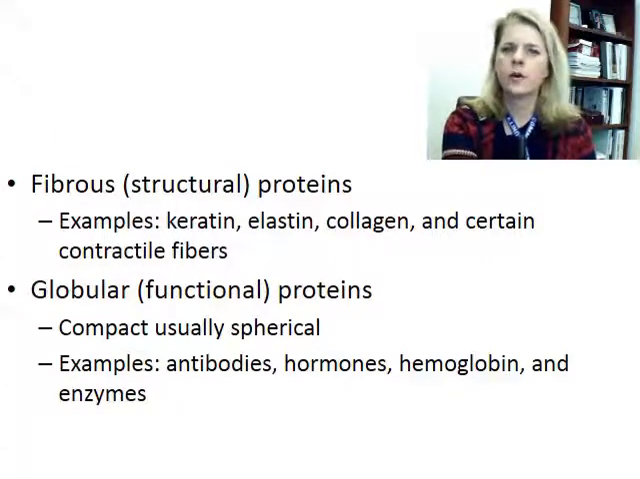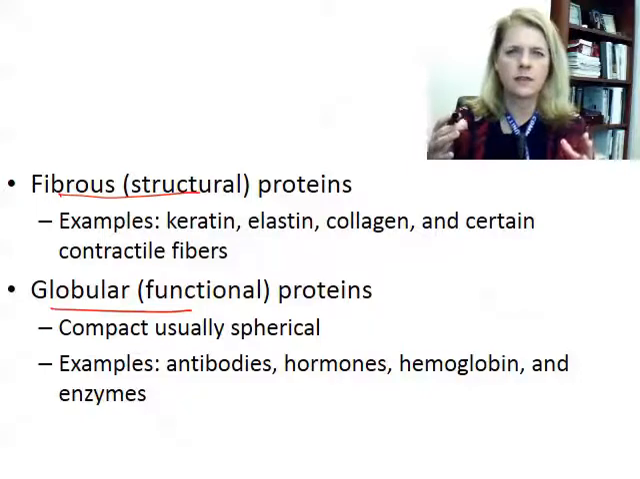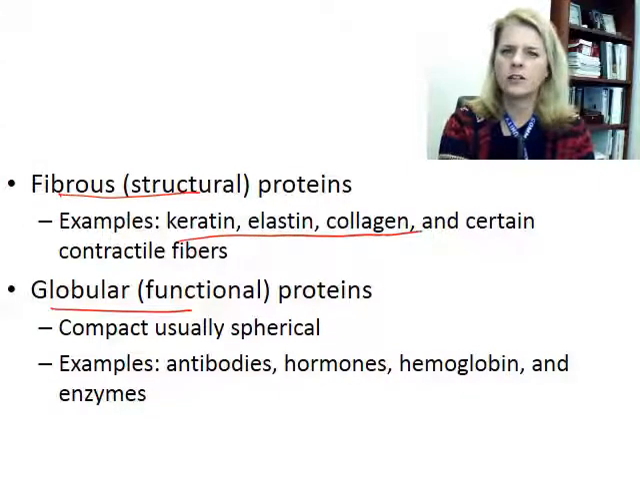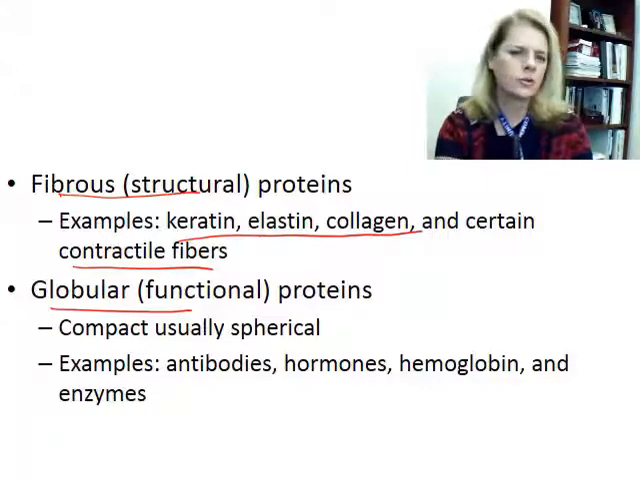So when you think of proteins, we can divide them into two main groups based on what they do. You have your fibrous or structural proteins, and then your globular or functional proteins. So structural, think scaffolding. They're things that give other things structure. For example, in your skin you have keratin, elastin, and collagen, and that helps give your skin its shape. And we'll talk about these as we move into the skin units. And you also have some contractile fibers, and we'll talk about these when we get to the muscles. So you have structural proteins.